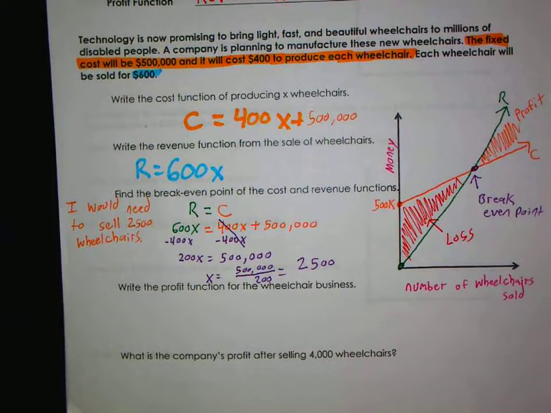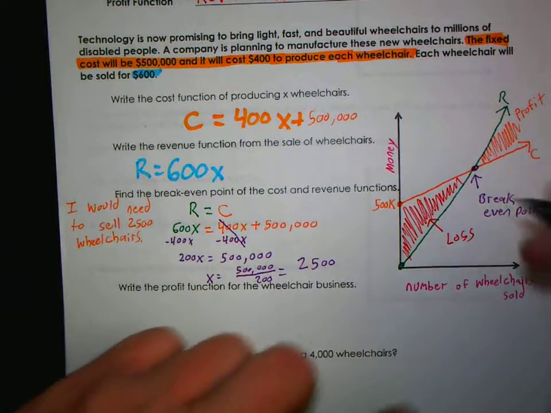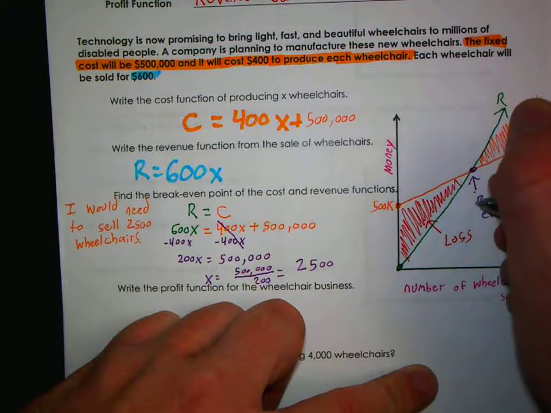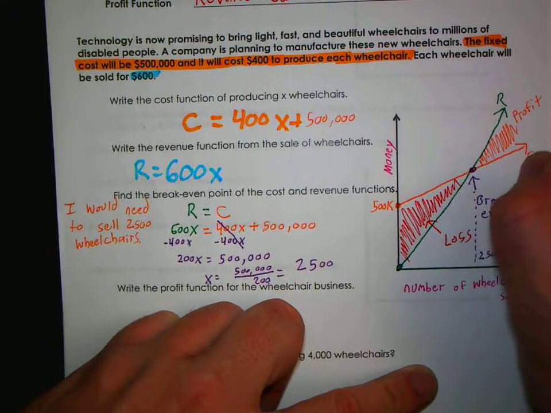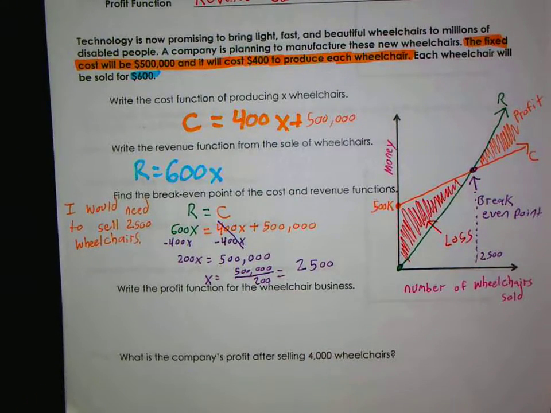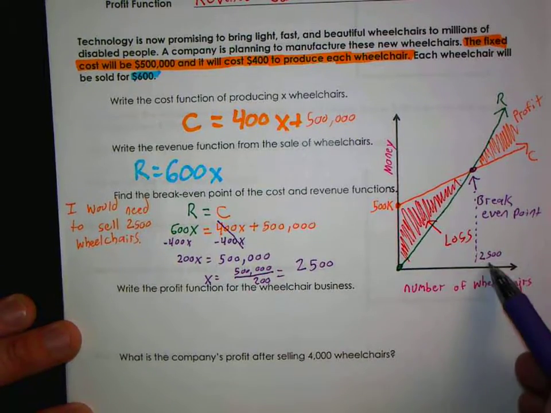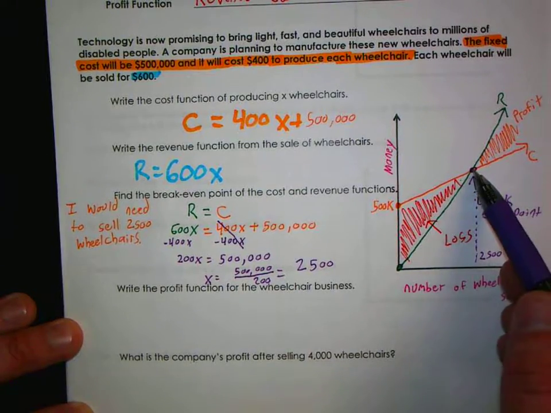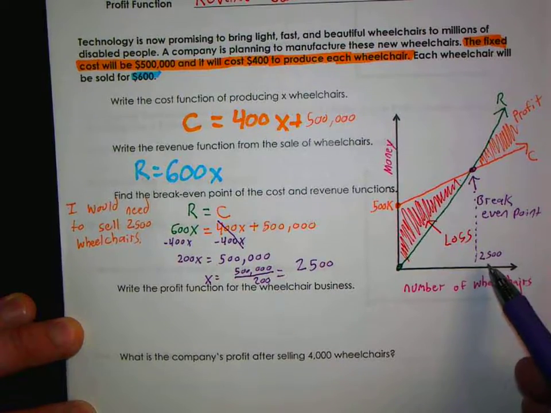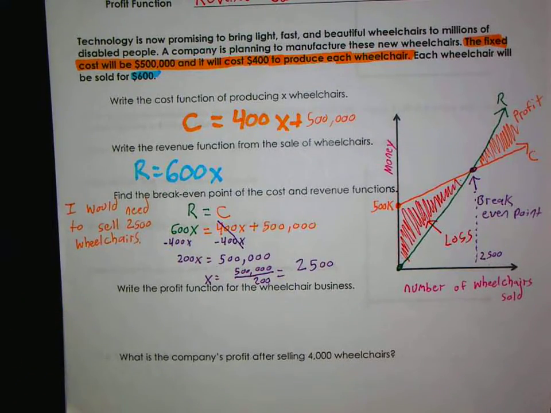Anyone, you guys understand this? So right here, at 2,500 wheelchairs, would be my break even. Sell 2,499 wheelchairs, I'm at a loss. 2,500 wheelchairs, I'm breaking even. If I sell just one more wheelchair, I have a profit.